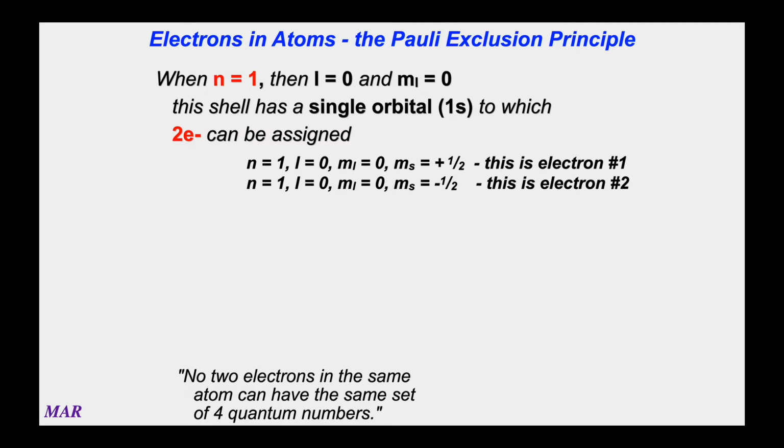So if you can have only 2 electrons in each orbital, the 1s is an orbital. And so we can actually assign now the 4 quantum numbers. For electrons in the 1s orbital, you can have n equals 1, l equals 0, m sub l equals 0, and m sub s equals 1/2. And you can have n equals 1, l equals 0, m sub l equals 0, m sub s equals minus 1/2. So the first set of quantum numbers was electron number 1's address. The second set of quantum numbers was electron number 2's address.